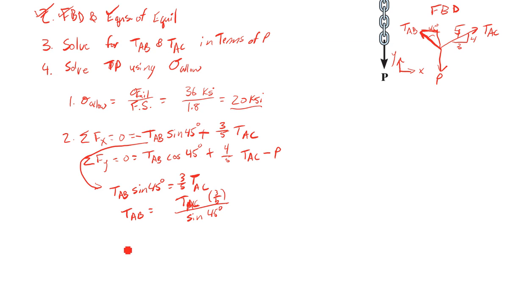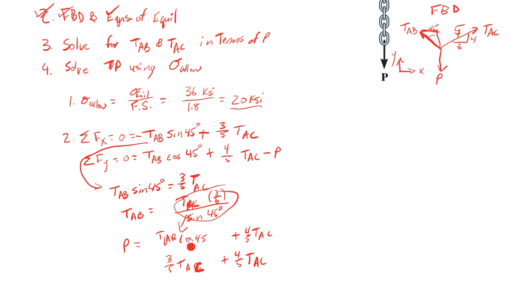So we're going to have P equals TAB cosine 45 plus 4/5 TAC. And if I substitute this here in for TAB, my sine of 45 and cosine of 45, since it's 45, will cancel out. So I get 3/5 TAC, excuse me, plus 4/5 TAC.